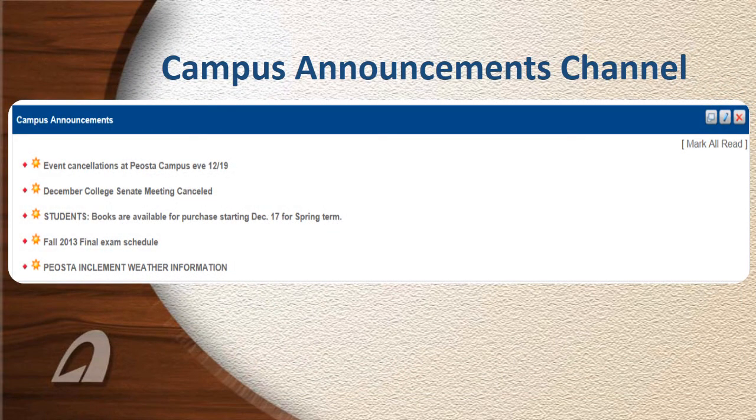The Campus Announcement channel provides updates on important campus news and information. It will provide any necessary updates to important campus events. If you expand this channel, you can mark all read, and the announcements that you have already seen will be removed from your view. The starburst icon tells you it is a new announcement, and the red diamond is used to signify that the announcement is a high priority. By clicking on the title of the announcement, you will be given more detailed information pertaining to that announcement.